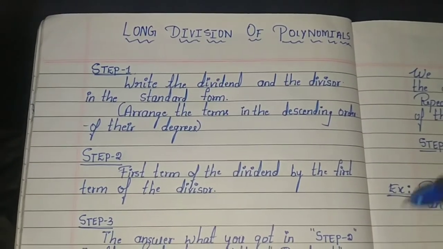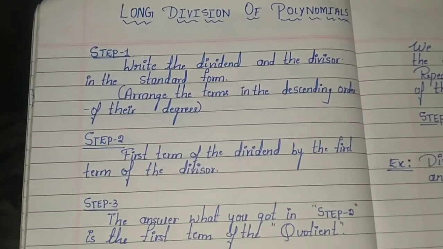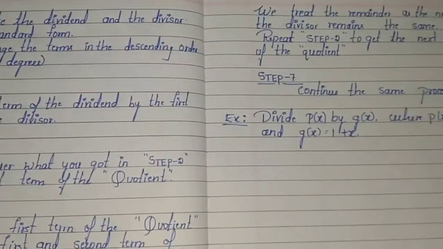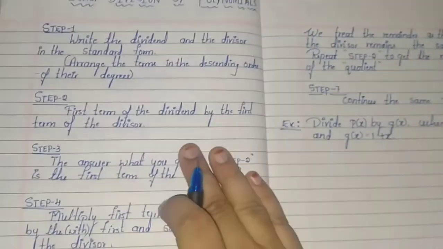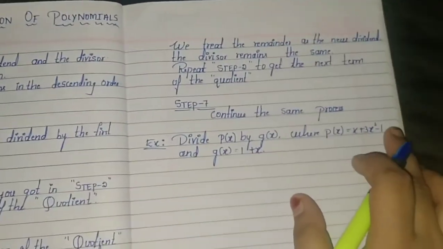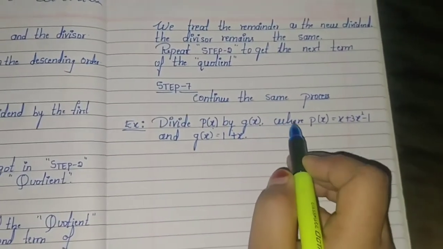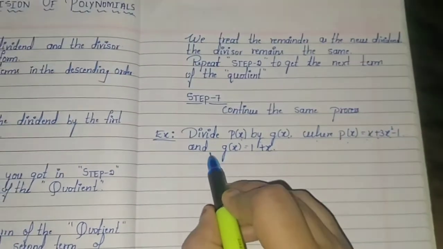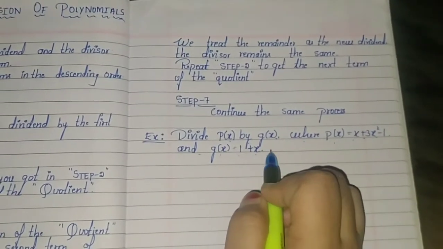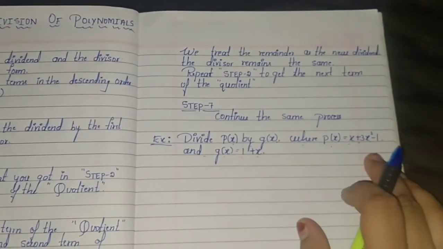Long division here means you can divide one polynomial by another polynomial, isn't it? Whenever they give you an example, like the one I have considered here, I'll explain this long division method with the steps. So first we will see the example: divide p of x by g of x, where p of x is equal to x plus 3x square minus 1 and g of x is equal to 1 plus x.